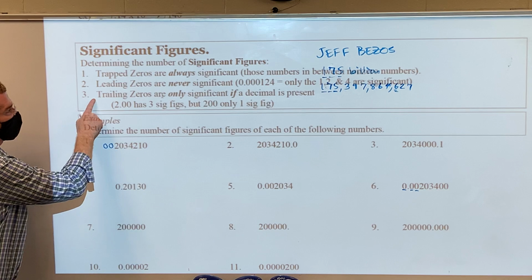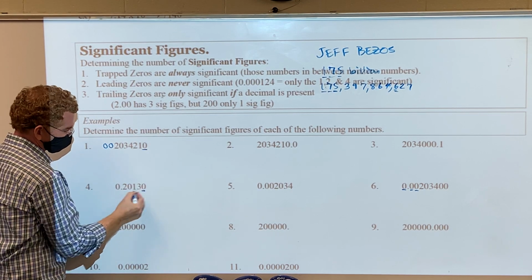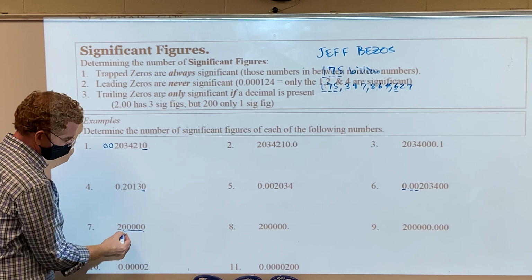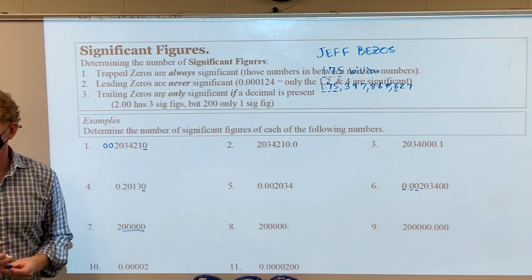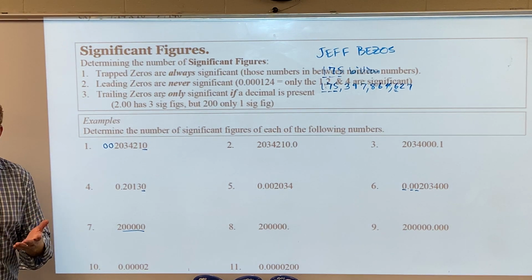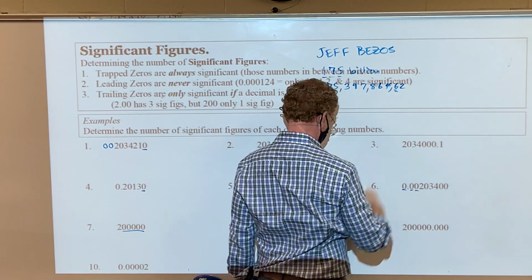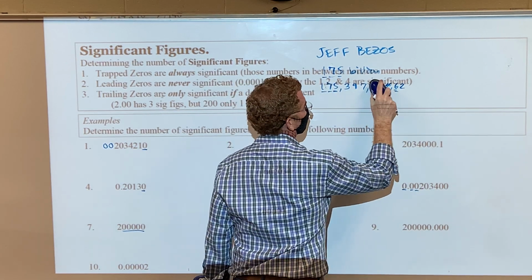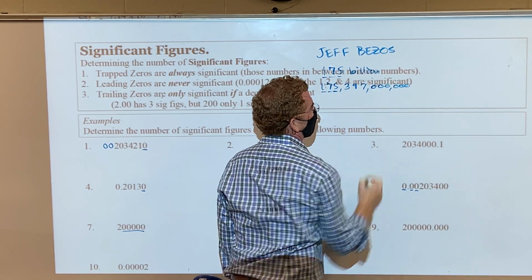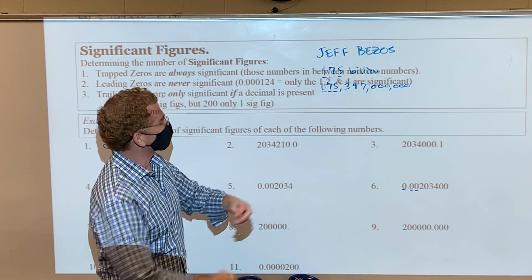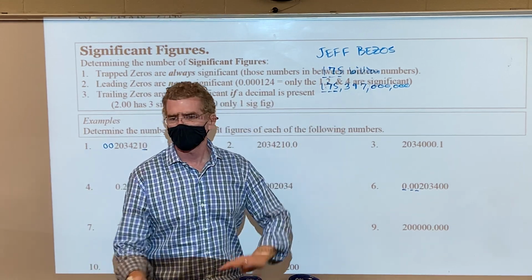And then finally, trailing zeros. They're only significant when there's a decimal in the problem. Which kind of makes sense, right? Because if I have a whole bunch of zeros and I don't have a decimal, I'm kind of saying, I have about 175 billion, 397 million-ish.